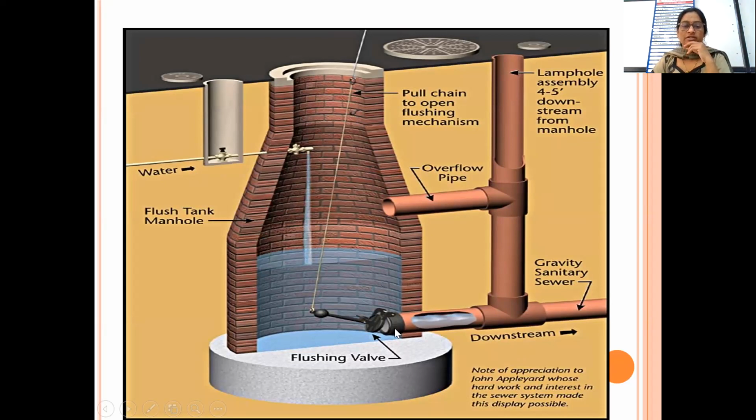So this is the flushing valve provided. Here is the pulley. You can open it, and it will start flushing the water. This is a flush tank manhole, and that's why the water arrangement is also provided over here. Through this opening, you can close or open this water tap. And this is a lamp hole assembly.